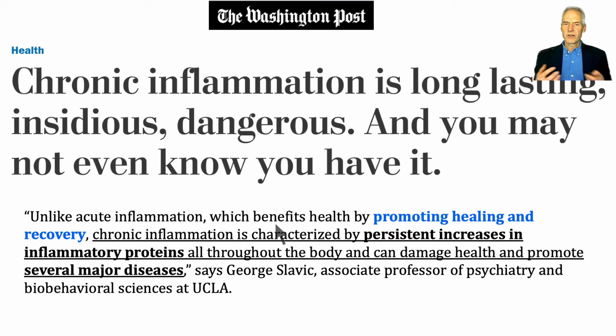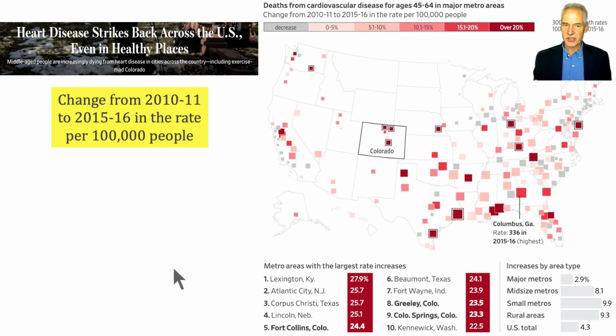So here's what an expert at UCLA says. Unlike acute inflammation, which benefits health by promoting healing and recovery, chronic inflammation is characterized by persistent increases in inflammatory proteins. These are all measurable in your blood, all throughout the body, and these are an indicator or may be involved in the damage and promotion of several major diseases. So that's really what we're measuring, and we feel it's not being measured very accurately, particularly in America, in our labs and our medical consults and visits.